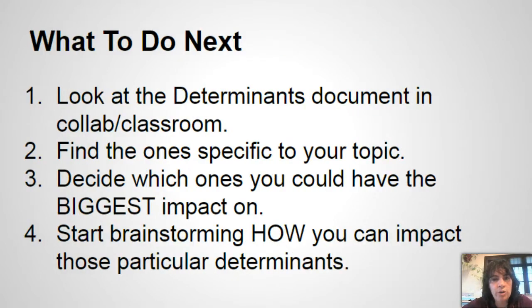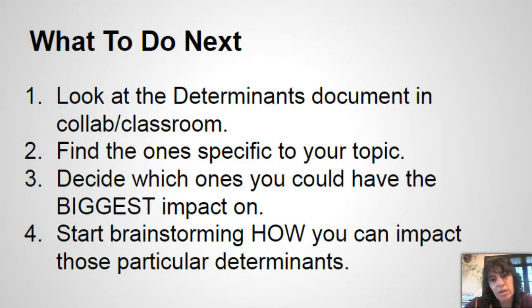All right, so what you're going to do is take a look at the determinants document. It's in Colab, and I'll post it on Classroom. Find your specific topic, tobacco, alcohol, etc., and take a look at the list that I've generated for you, that I've gone and searched scholarly articles and done the research to find. Talk through those with your group and figure out which ones you could have the biggest impact on by creating some sort of program, like a tutoring program or some other school-related program, or a policy recommendation to the principals, to the school board, etc. And start brainstorming how.